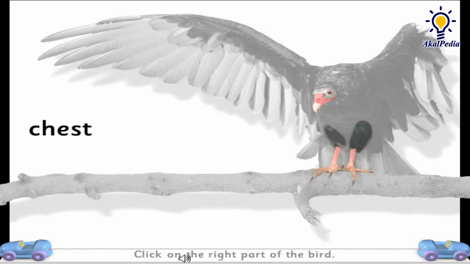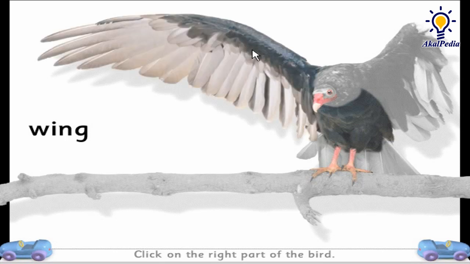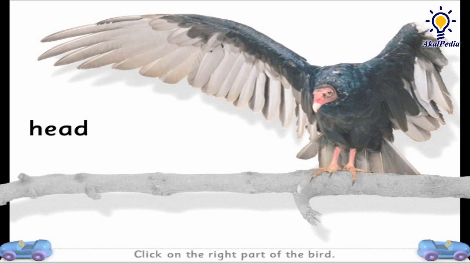Click on the right part of the bird. Chest. Dada. Click on the right part of the bird. Wing. Sayap. Click on the right part of the bird. Tail. Click on the right part of the bird. Wing. Click on the right part of the bird. Head. Kepala. Click on the right part of the bird. Branch. Ranting. Cabang.